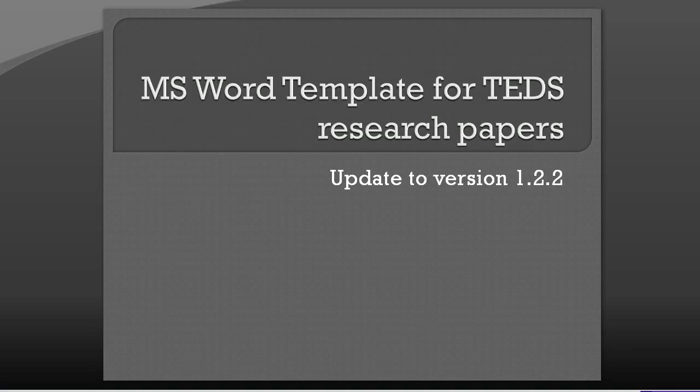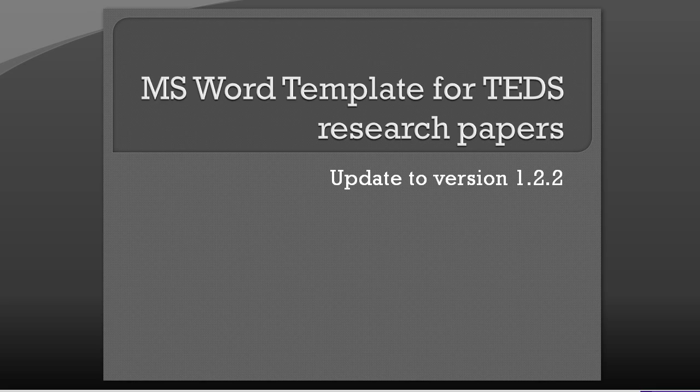If you have a document that you're currently working on that is based on the dissertation template version 1.2, there are two changes that you need to make to bring it up to version 1.2.2. The first change is to add the transliteration style, which you don't have to do, but I'll show you how to do that if you need to in this tutorial. And the second is to set your save options so that the fonts will be embedded in the file.